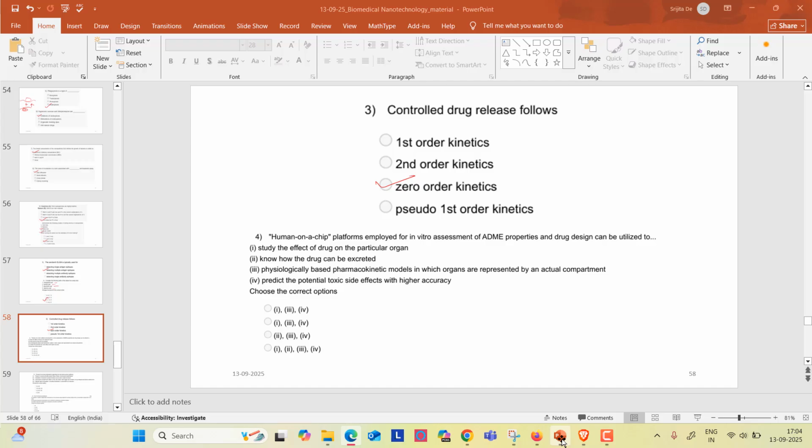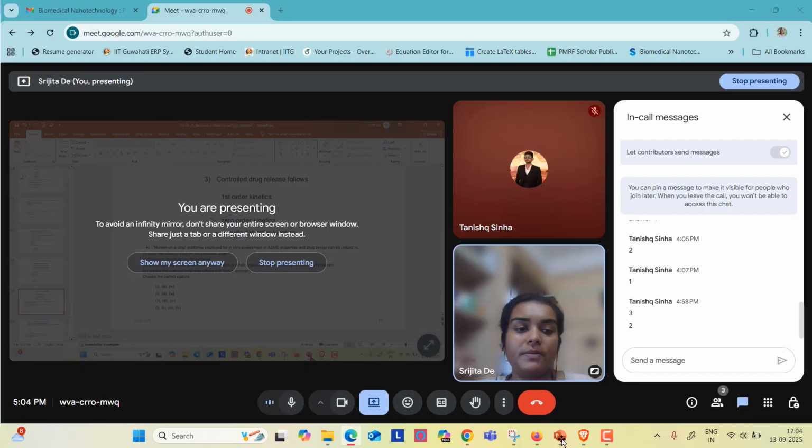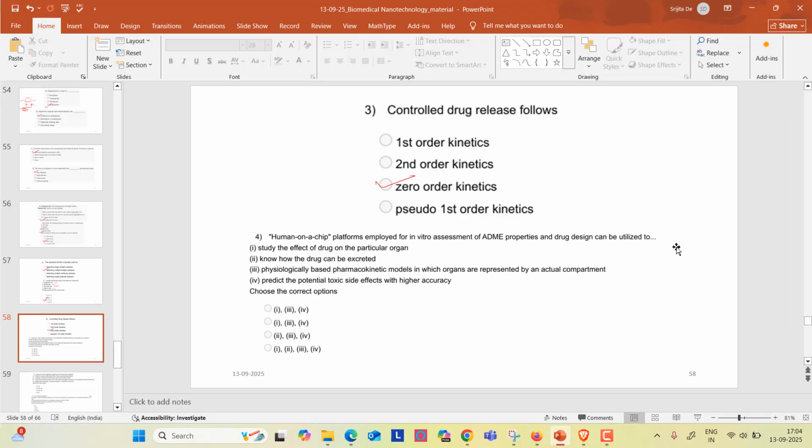So, the human on a chip model is used for all the 4 things. So, it is option 4.